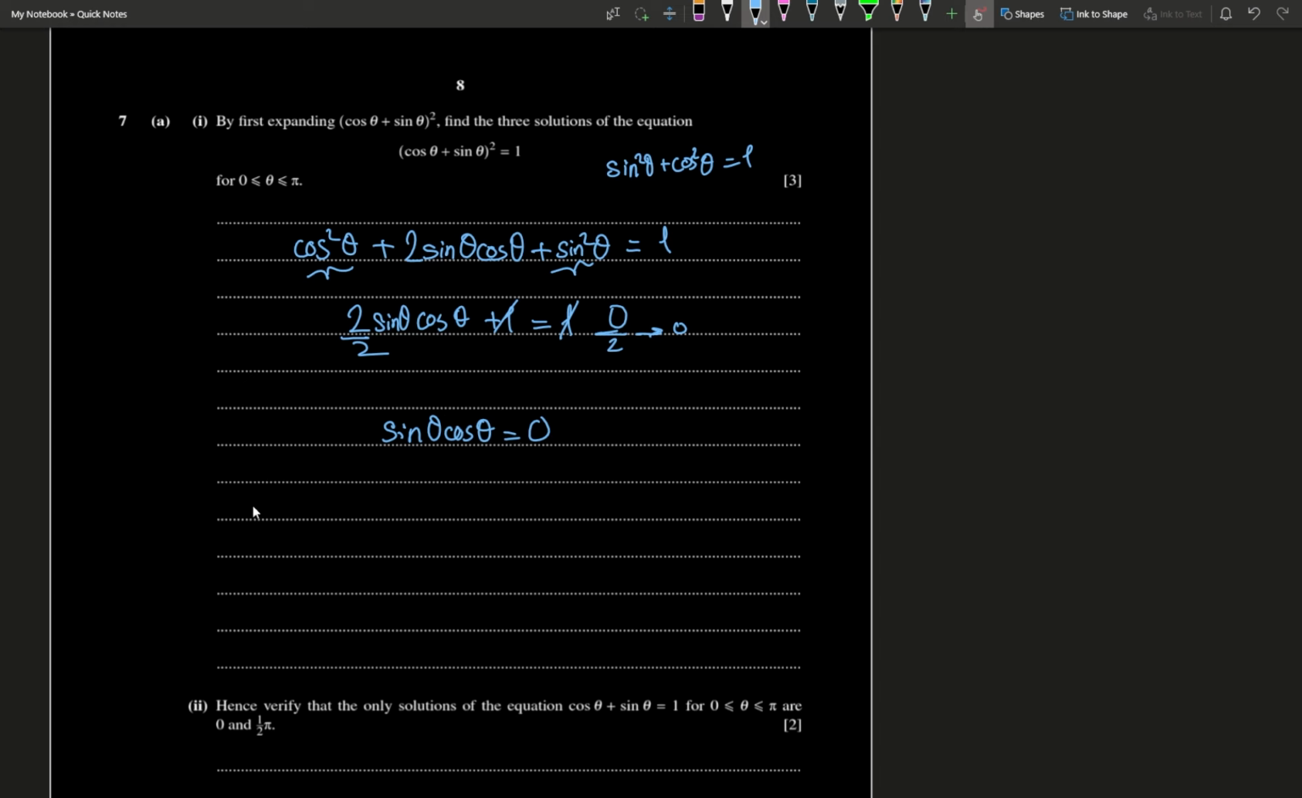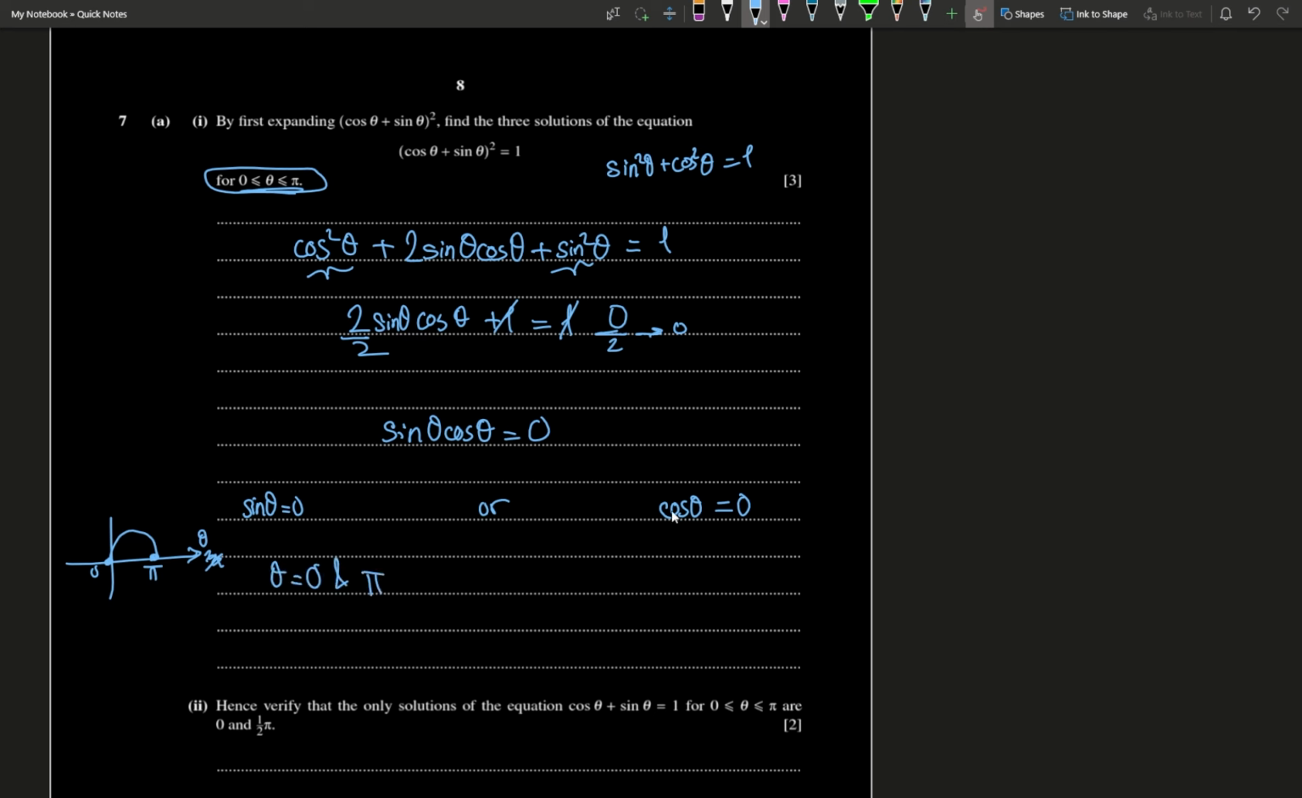So you have two cases. Either sine of theta is equal to 0, or cosine of theta is equal to 0. The question gives you the range of values of theta between 0 and pi inclusively. If we draw the graph of sine between 0 and pi, it looks like this. You'll notice the solutions for when y is equal to 0 are 0 and pi. Sorry, this should be theta, but it doesn't matter much. So theta is equal to 0 and pi.